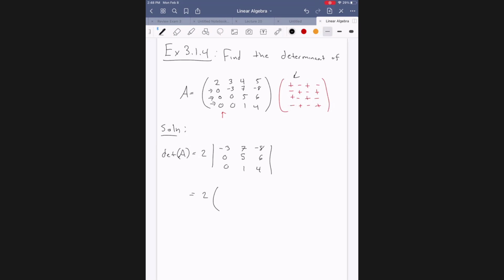So it's going to be 2 times. For this one, what am I going to expand around? The first column, right? Again. So it'll be negative 3 times the determinant of 5, 6, 1, 4, and then these are not going to matter anymore. And also, you can make your checkerboard pattern here. So all you're left with is 2 times negative 3 times 4 times 5 is 20 minus 6.